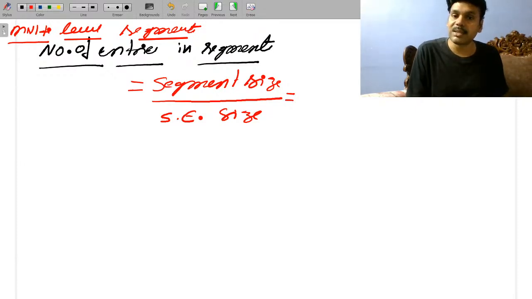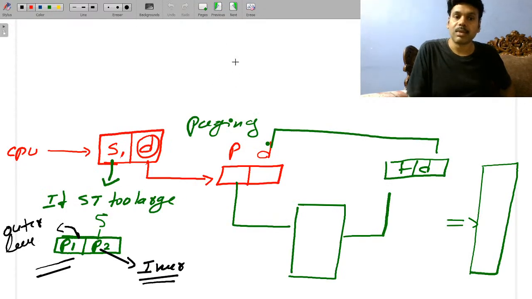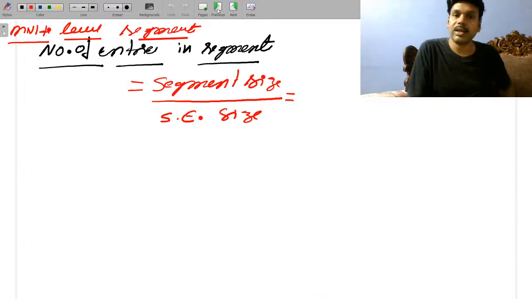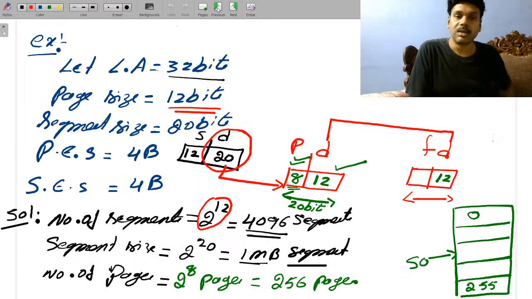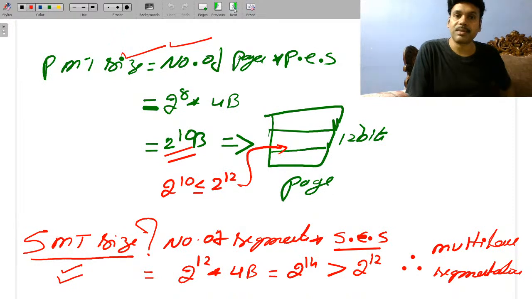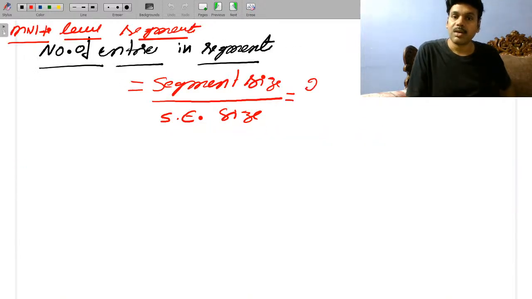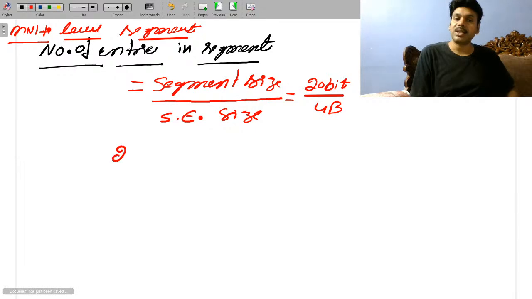Your segment size is given earlier with 20 bits. So 20 bits, and your segment entry size is 4 bytes. So how many entries can I load here? That is nothing but 2 power 20 by 2 power 2. How much can I load? 2 power 18 entries.